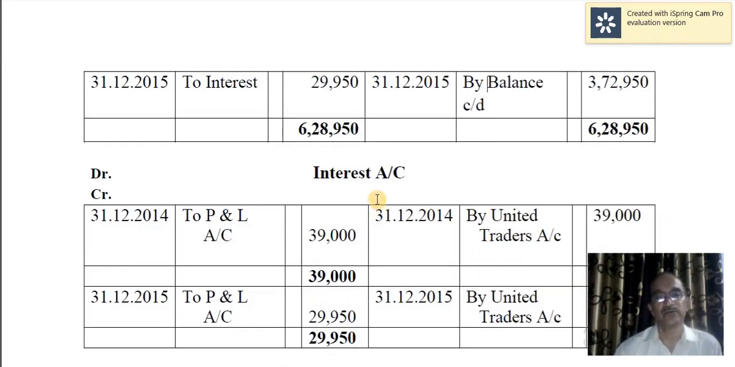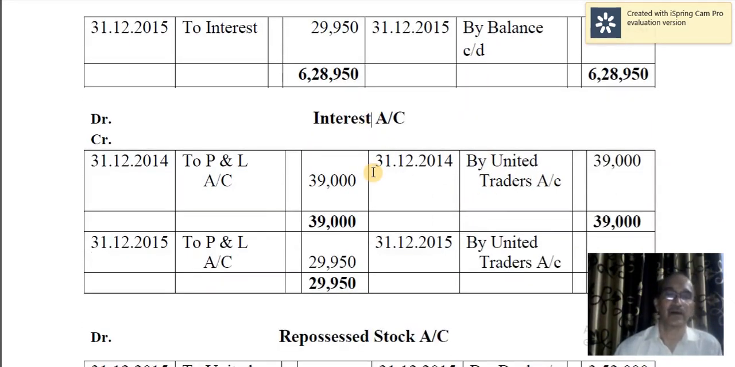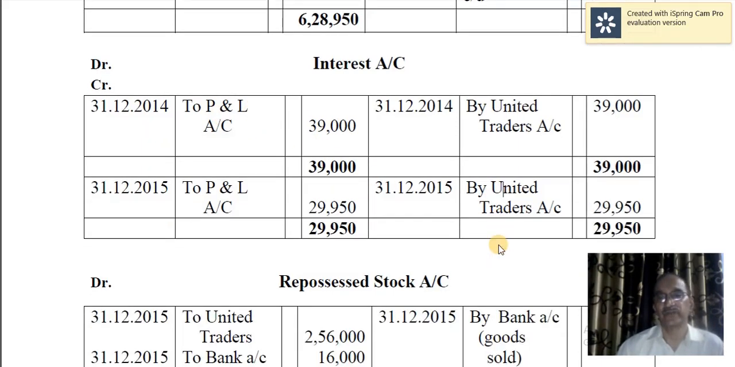Now we'll move on to the interest account. Interest is due from United Traders. So interest is an income for us. That is why it is credited by 39,000 due by United Traders. And interest, being a nominal account, should be closed by transferring the balance to profit and loss account at the end of the year. Second year also, interest due by United Traders is 29,950, and this is being transferred to profit and loss account. Thereby interest account is closed for the second year also.